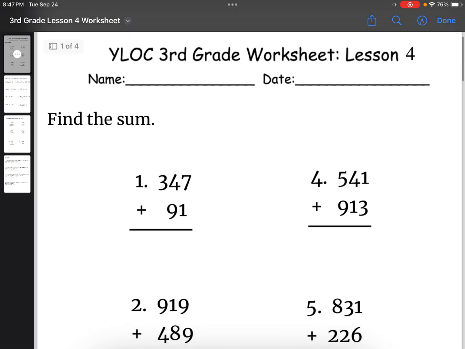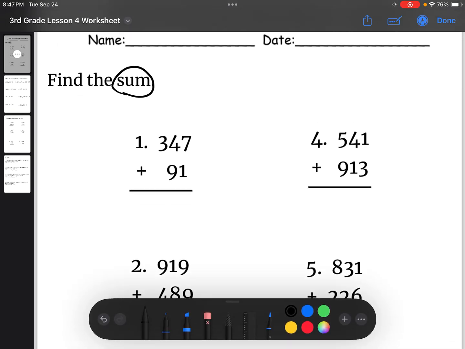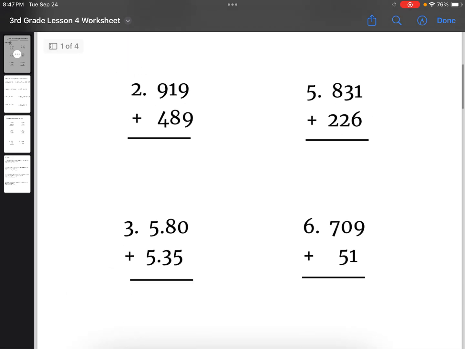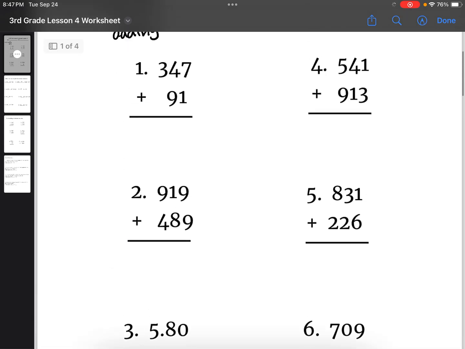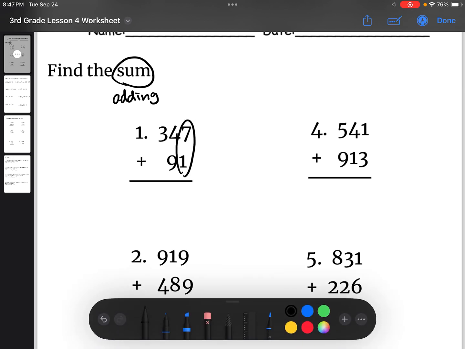So let's just jump straight into it. This first section is finding the sum. So we know that if it's sum, it means we're adding. If we look through here, we're going to be doing some 3-digit addition. So let's jump straight into number 1. Don't forget that when it comes to adding, we're adding like this, then like this, and then like this.